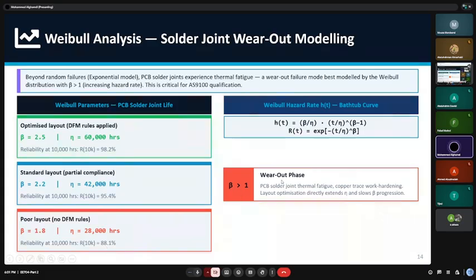And here is the wear out phase. The rule of thumb is that if beta exceeds 1, it indicates PCB solder joint thermal fatigue and copper trace work hardening. Layout optimization directly extends the characteristic life and slows beta progression.